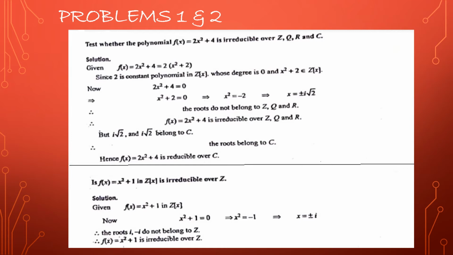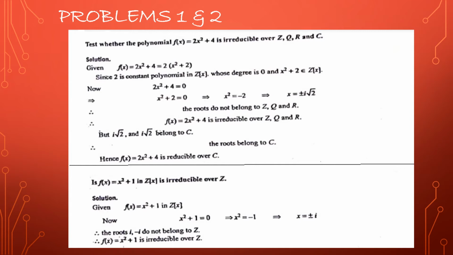So the solution: f of x is equal to 2x square plus 4. No need to worry about this. So what do I do? I'm going to equate this to 0. Equating this to 0, I'll get x square is equal to minus 2. So I'm going to take plus 2 over to the right hand side. It's going to be minus 2. So what is my value of x? x is equal to plus or minus i root 2.